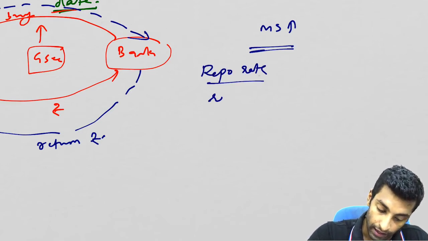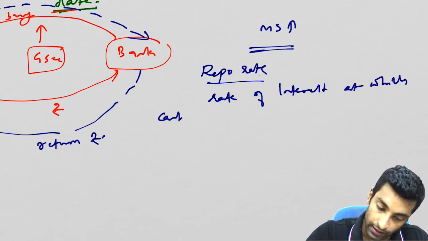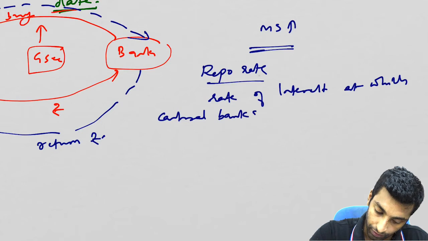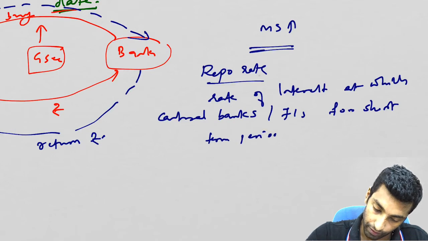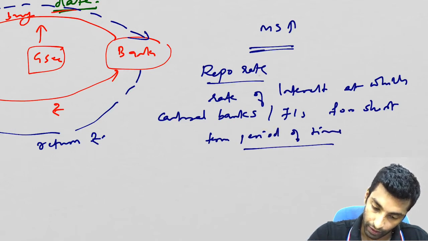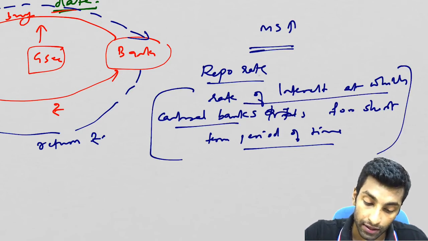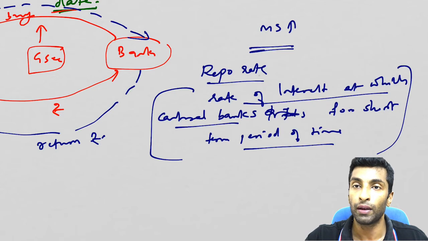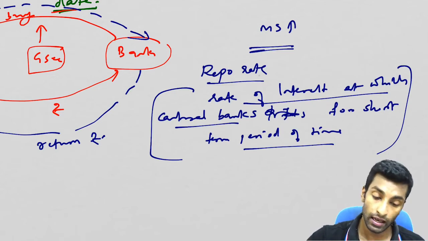Repo rate is the rate of interest at which the central bank lends to banks or financial institutions for a short term period. The rate of interest at which central banks lend to banks or financial institutions for a short term period. Okay, that interest is what you call the repo rate.